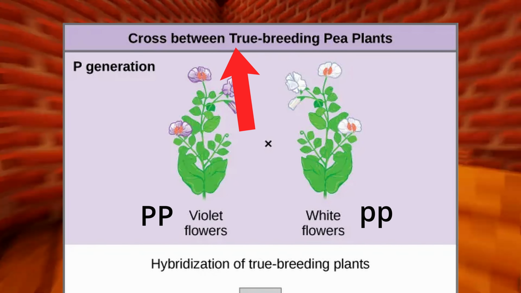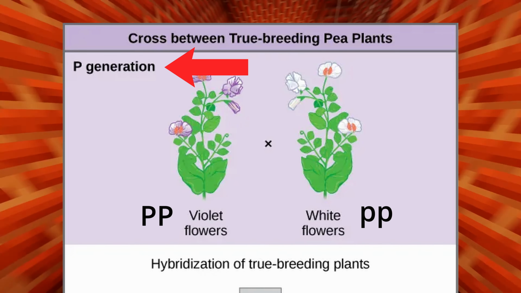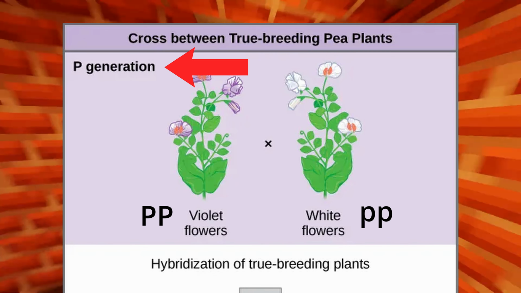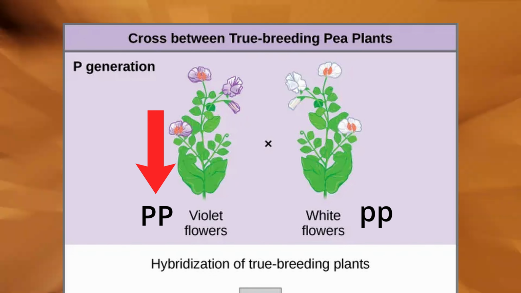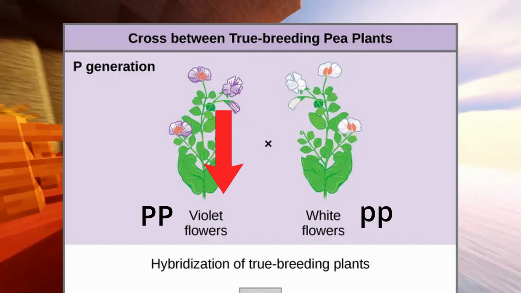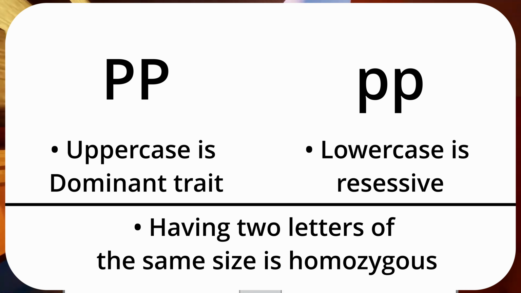True breeding means that the parental generation, or the P generation, the original plants where all the offspring got their genes from, were homozygous for their respective alleles. Allele being different forms of a gene. So they were either homozygous dominant or recessive.